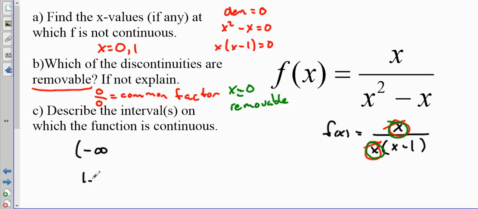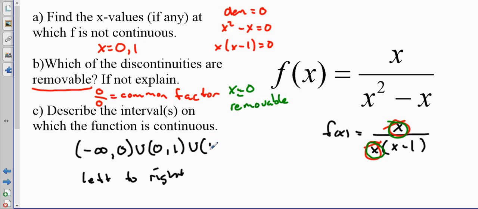Remember, always go from left to right. The farthest left value is negative infinity, open interval. And we're going to go to our next value, which would be 0. We're going to label that in. It's going to be an open interval because it's not continuous there. Then we go from 0 to the next value, which in this case is 1. Then from 1 to infinity, and that would be our interval.